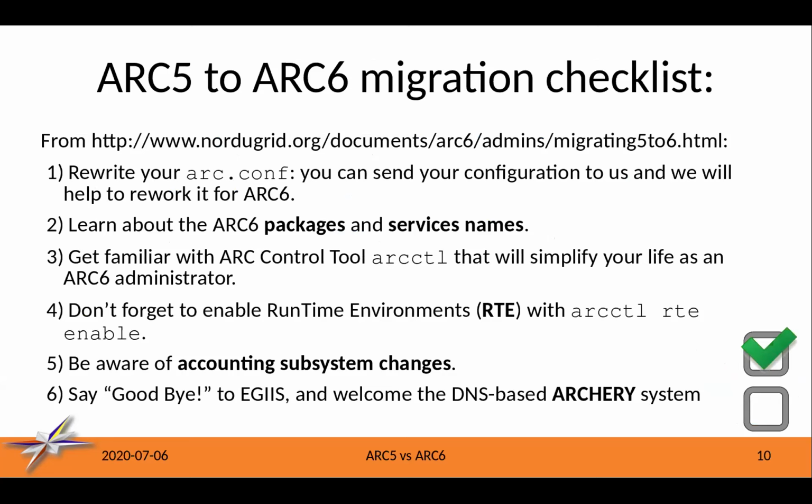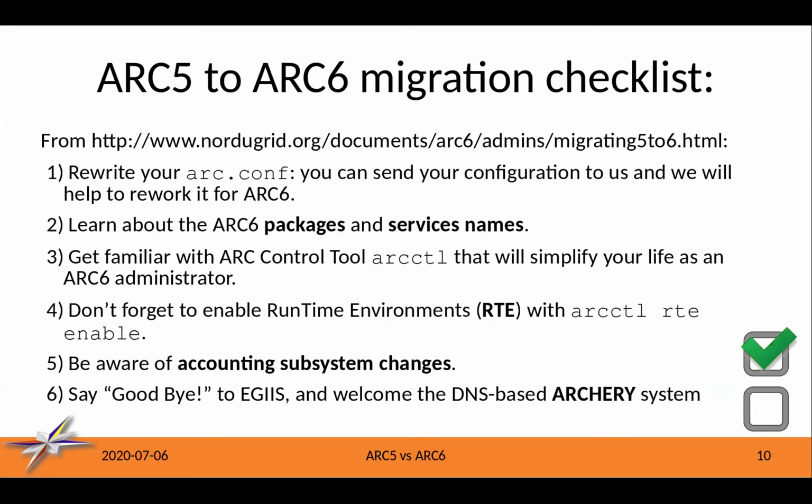So coming back to the 6 points, if you are migrating from ARC5 to ARC6, there are 6 things you have to do. The first one is that you rewrite your ARC.conf, which means you just send your ARC5 to us, or probably many of you just had Cream and never had ARC. Maybe we can discuss what are the important things in ARC.conf, but I can tell you that the try ARC6 video that Balazs spoke about is already enough for you to understand which are the main components.